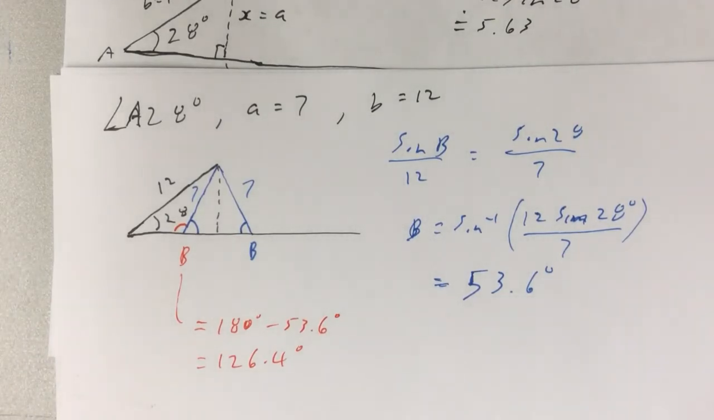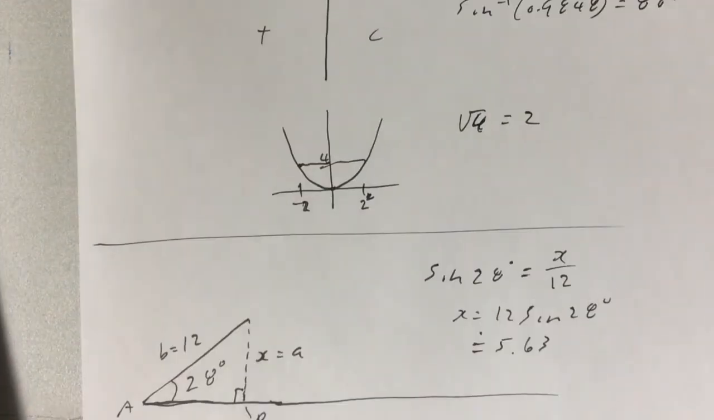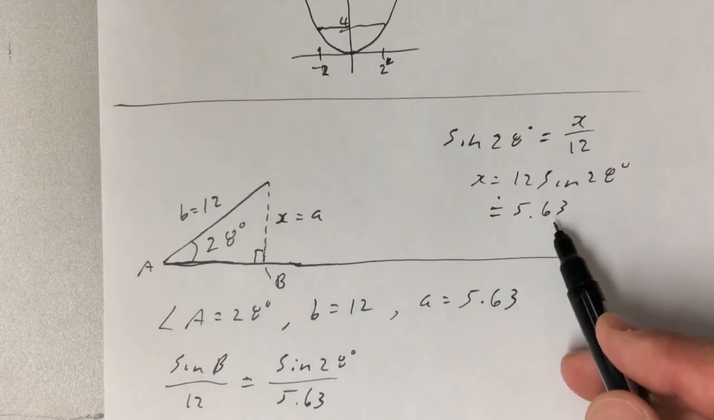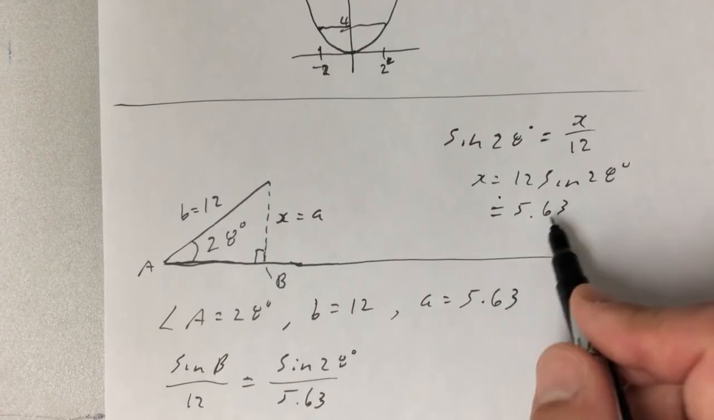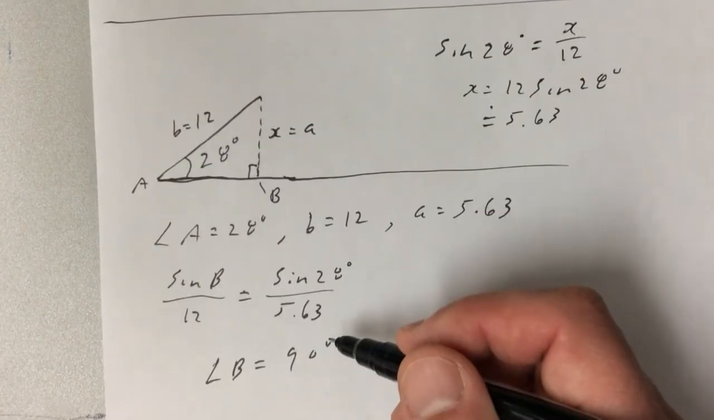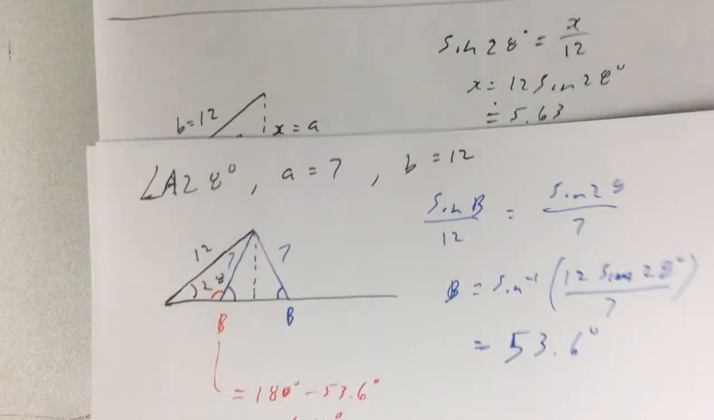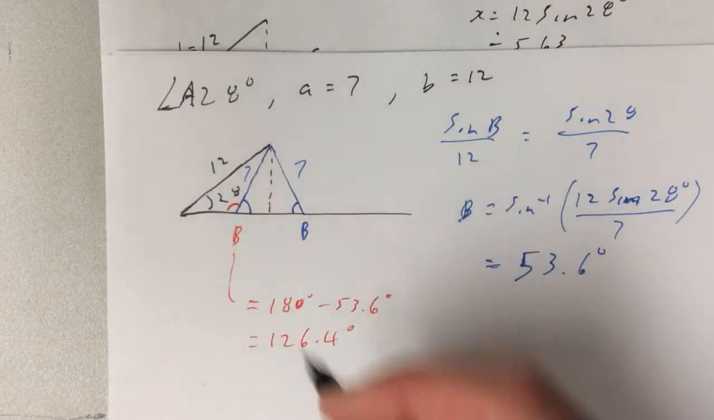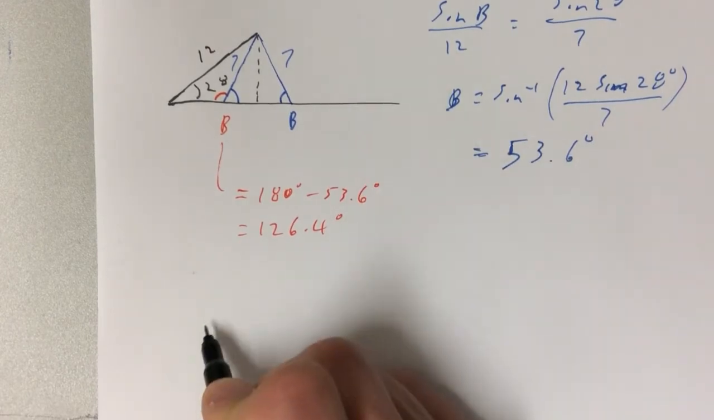Now, so the first case is basically, if we look back here, if A is less than 5.63, you don't have a triangle. It's too short. If A is 5.63, then you have one triangle and it's a right triangle. If A is bigger than 5.63, then we seem to have two triangles. So that's case 3.